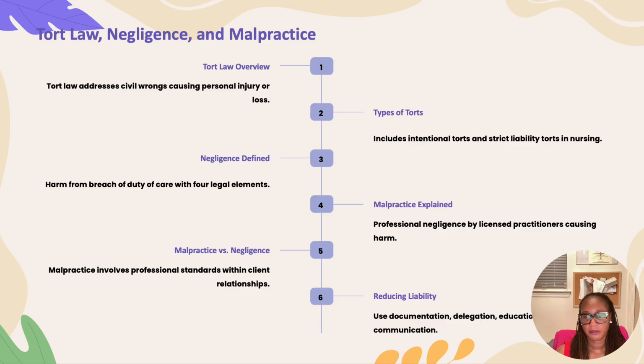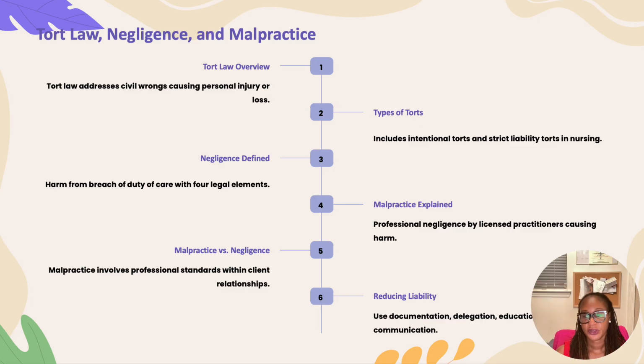Now we look at what malpractice is. It's a specific type of negligence committed by a licensed professional, such as a nurse or a doctor. Malpractice occurs when a professional fails to meet the standard of care in their field and harm results. Some examples: forgetting to put up the side rail and a patient falls off the bed, that's negligence. And what is malpractice? Administering the wrong medication dose due to failing to follow the 5 rights of medication administration, causing the patient harm. Now we know it's 10 rights of medication administration.